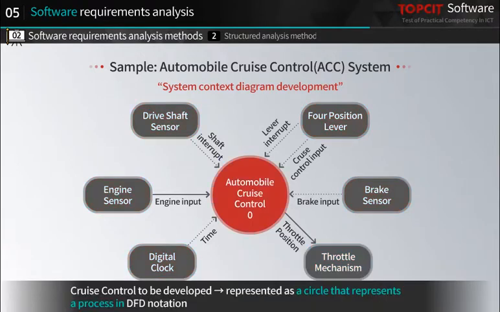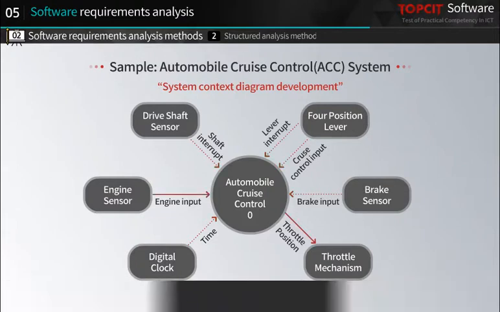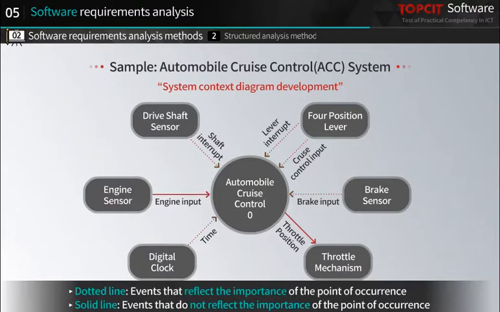And the automobile cruise control to be developed is represented by a circle that represents a process in the DFD notation. The arrow between the process and the input-output indicates the flow of information. Information is described in dotted lines for events that reflect the importance of the point of occurrence. In addition, data that does not reflect the importance of the point of occurrence is represented by a solid line.